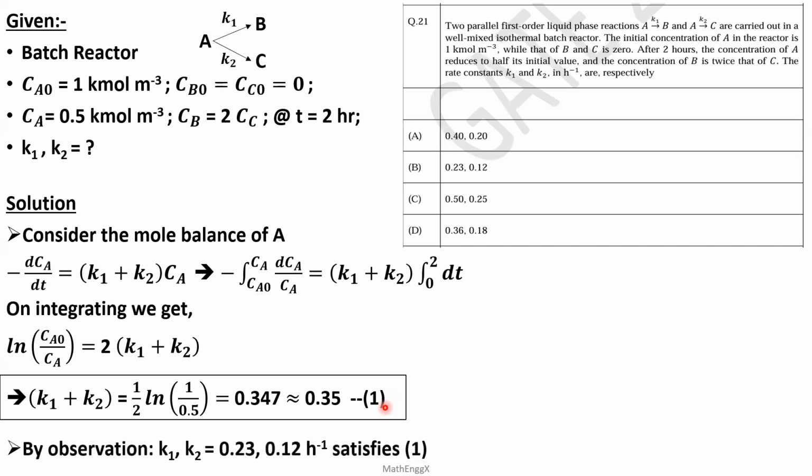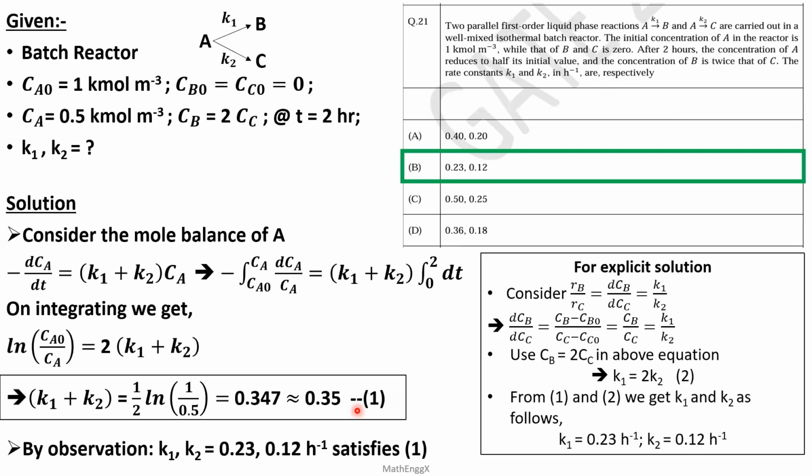Now, by observing the values of k1 and k2 given in the problem, we can infer that the values of k1 and k2 of 0.23 and 0.12 satisfy the given equation, equation 1. So hence the correct option to this question is option B. So without explicitly finding the values of k1 and k2, and by observation, one can figure out the values of k1 and k2 for this question.